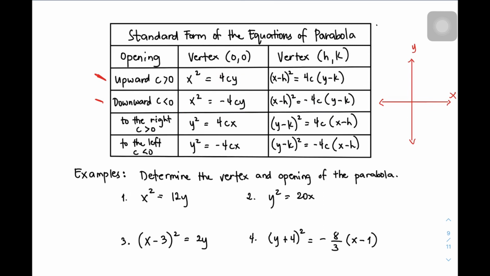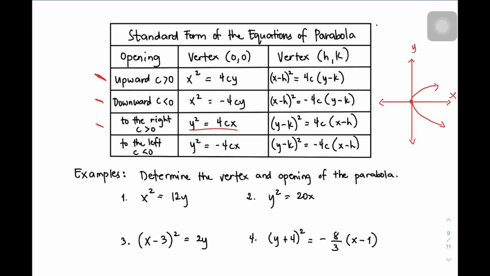Next naman natin is yung parabola na nag-open to the right. Yung opening niya ay nasa right. So, ganito yung itsura nun. Ito yung kanyang standard form: y squared is equal to 4cx. Yung vertex niya ay (0, 0). Open to the right. So, ganito yung kanyang itsura. Parang ganyan. So, this is the vertex.